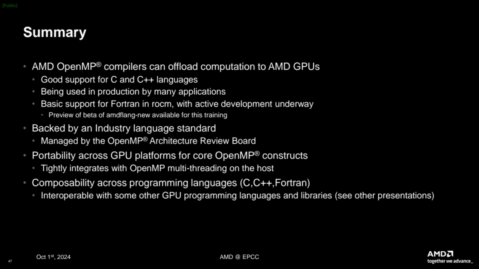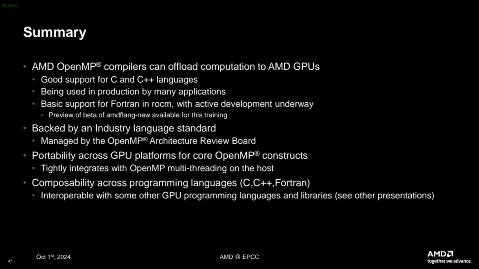So to sum up, we have different compilers you can use for compiling for GPUs and the APU by AMD. There's very good support for C and C++, and it's already used in many applications, especially in engineering and natural sciences, where you're focused on getting your code running and not investigating performance all the time. Then we have basic support for Fortran offloading in ROCm, and as we announced, there's active development underway, and you have the possibility to be the first training group who's able to use AMD Flang New in this training, and we are very excited to get your feedback on the experiences with the training examples.